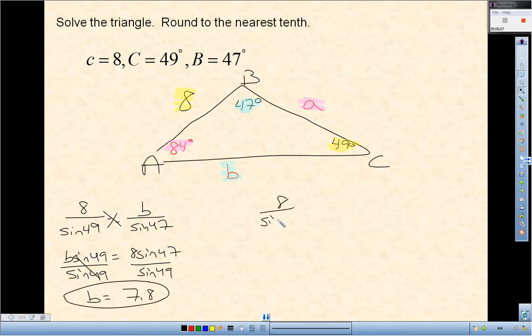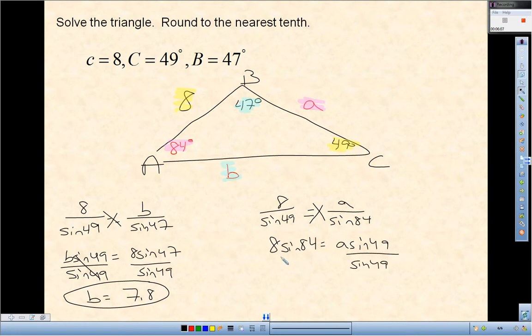And then I can do a similar step to find A. So I get 8 sine of 84 equals A sine of 49. Divide by sine of 49. So I would get A is 10.5. And that would be my answer.